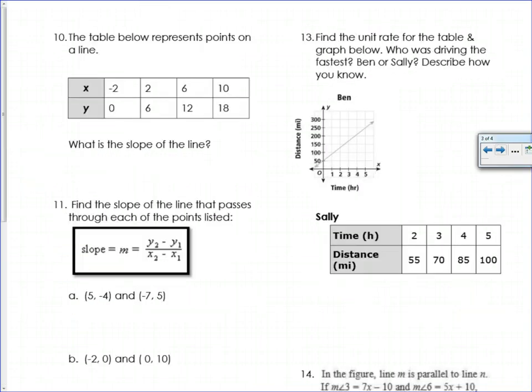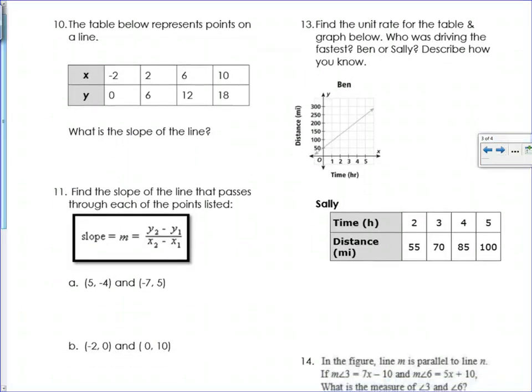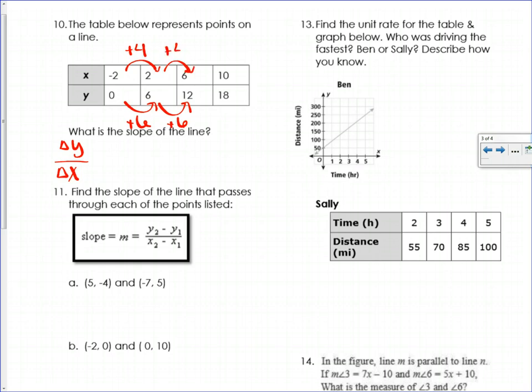Number 10. The table below represents points on the line. What is the slope of the line? So on a table, it's going to be change in y divided by the change in x. So my y's, I'm adding 6 every time. And for my x's, negative 2 to 2 is plus 4. 2 to 6 plus 4. So slope, my y's are changing by 6, my x's are changing by 4, and then reduce. 3 over 2.